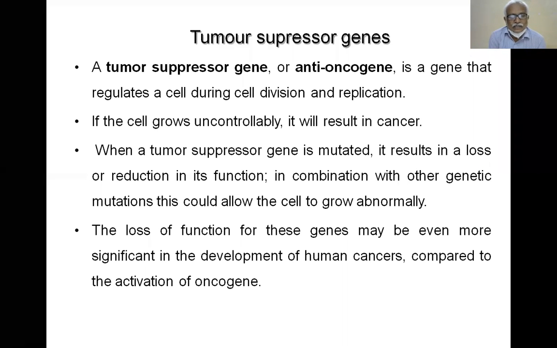And along with these oncogenes, we should know something about tumor suppressor genes. A tumor suppressor gene or anti-oncogene is a gene that regulates a cell during cell division and replication. This is the definition. All of you should keep it on your tongue throughout your life.